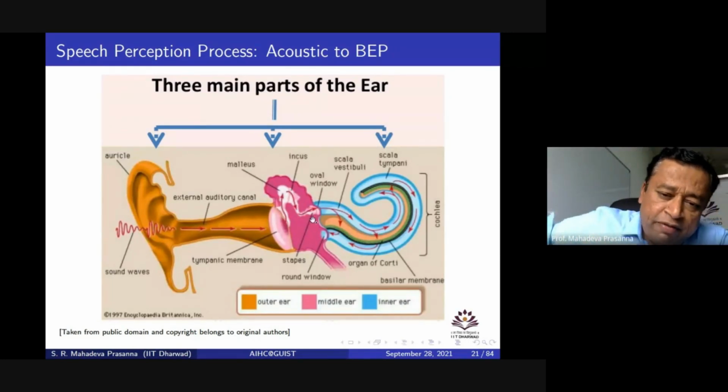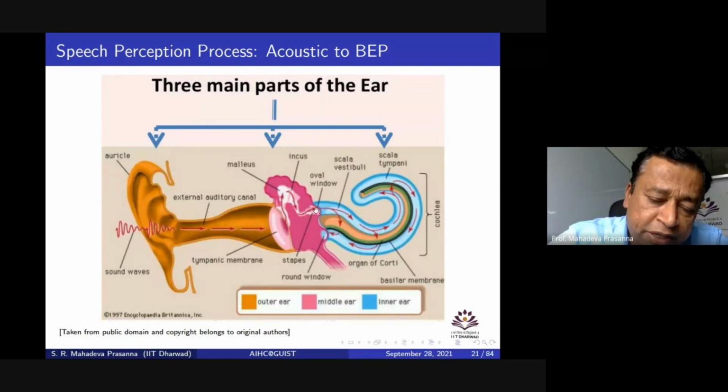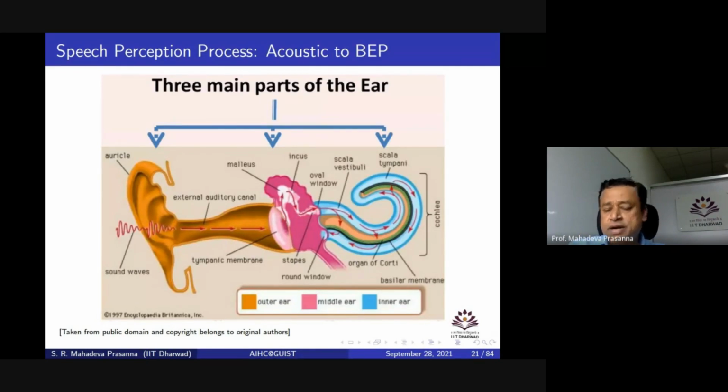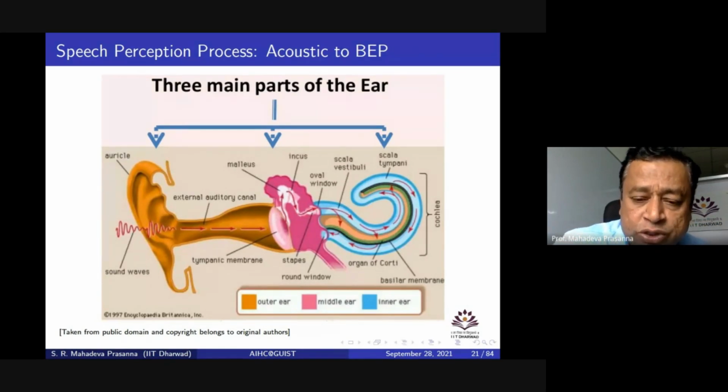Suppose there is a malfunctioning ear; then the information transmission will not take place. Again, in the inner ear, there is a basilar membrane. If the sensing cells are not working properly, that will also result in loss of intelligibility for the person. So all these things I can measure indirectly by giving pointed questions to the subject and getting the response.